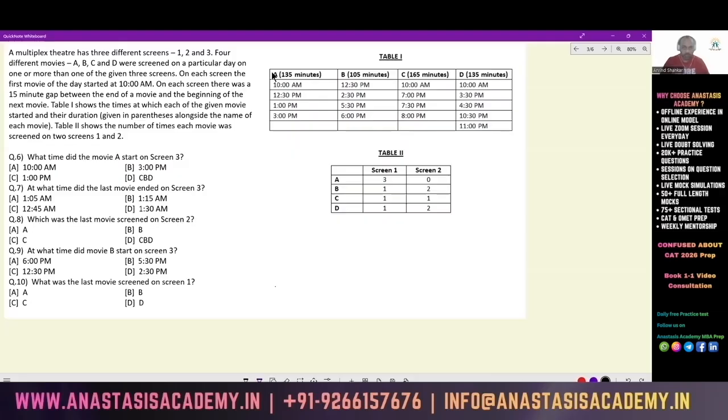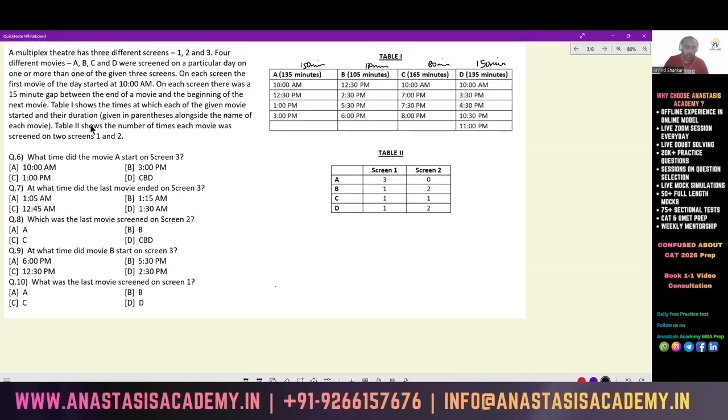Which means once A has started, the next movie on that screen can only start after 150 minutes. For B, because it has a runtime of 105 minutes, the next movie can start after 120 minutes. For C, it can start after 180 minutes, which is as good as 3 hours. And for D also, it is 150 minutes or 2.5 hours.